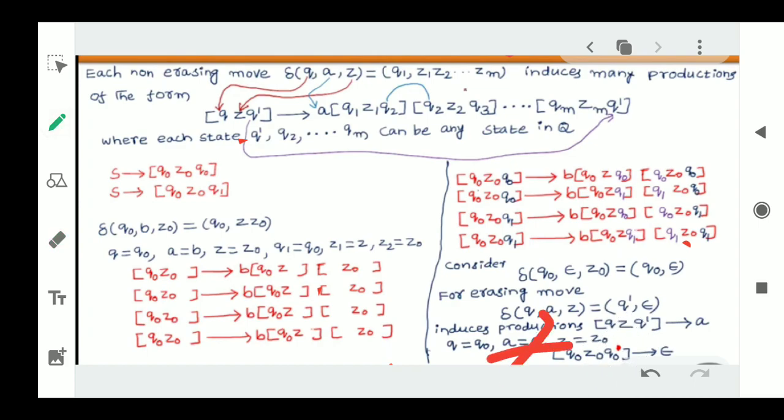Q0 into Z0. See what is the production form we have converted. Q into Z into Q dash implies A. This is the production form we need to take. What is Q here? See, Q is Q0, Z is Z0, Q dash is Q0. And A is what here? A is epsilon. So this is the production form we have taken. So you implement all the pop operations into rule 2, and all the push operations into rule 1 like this.